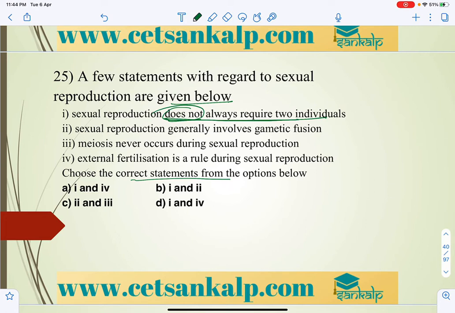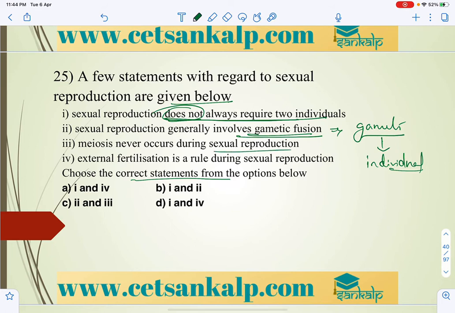Sexual reproduction generally involves gametic fusion. Gametic fusion won't take place sometimes. Gametes will be involved and there is no further development. Gametes directly develop into individuals, which mimics, right? Meiosis never occurs during sexual reproduction. It does occur, it never occurs is wrong.